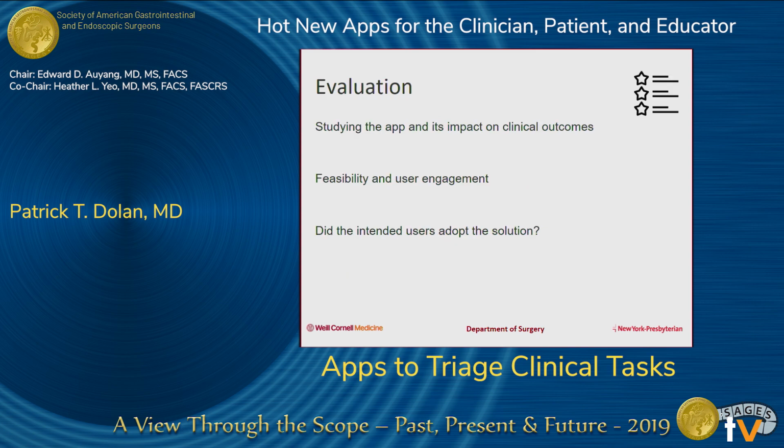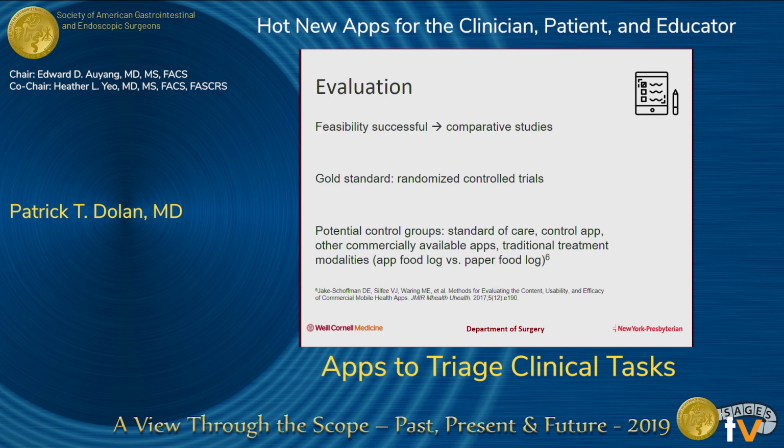So then how do you study these apps and their impact on clinical outcomes? The first thing you really need to do is study the feasibility of using it in your patient population and user engagement. The question that study is trying to answer is, did the end users actually adopt your solution? And then once you can prove that your patient population and the clinicians will actually use it, then you want to go on and do a comparative study. And the gold standard is obviously a randomized control trial, like with any other intervention.